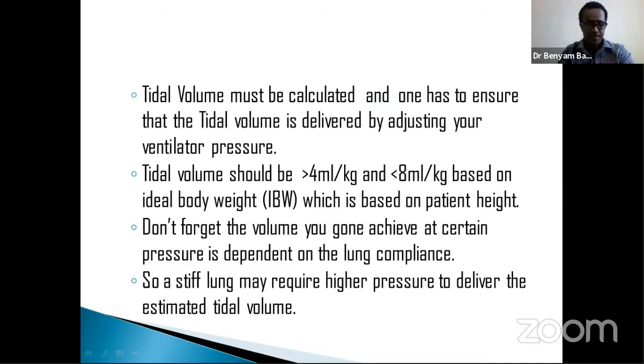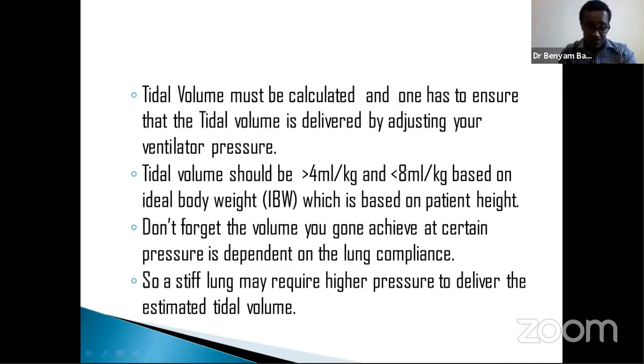via pressure. Usually, tidal volume should be greater than 4 ml per kg and not more than 8 ml per kg, based on the ideal body weight, which I will come to on the next slide, which is based on the patient height. Patient weight does not actually correlate with the tidal volume or the lungs; rather, patient height is correlated with the ideal body weight or predicted body weight.